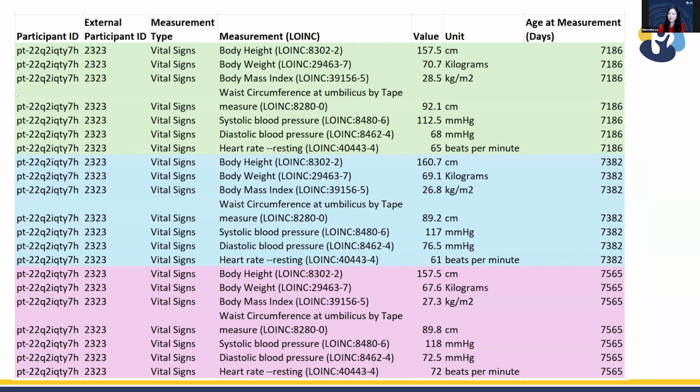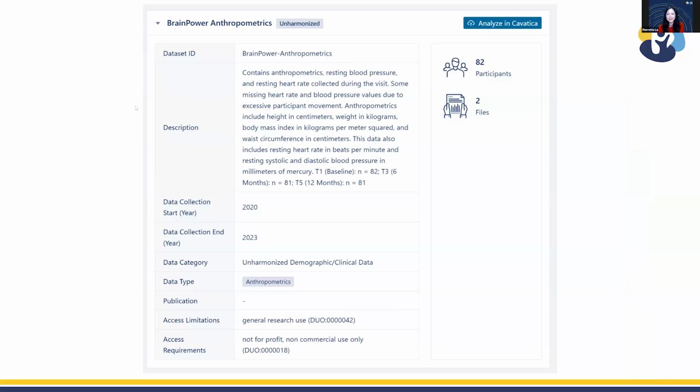And then just to bring it back to the previous topic of unharmonized data, if you go over to the study page for Brain Power and scroll down to the data sets, there's one here for anthropometrics, which is those measurements, and it gives you the unharmonized source data for the measurements and a bit more information about the different time points.